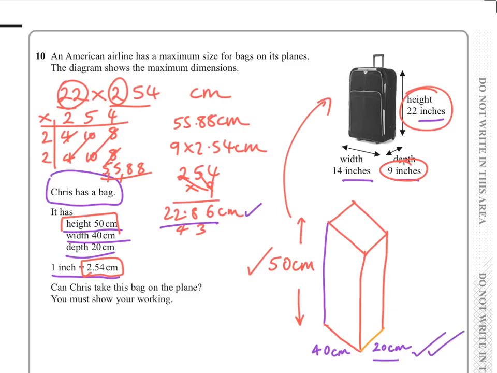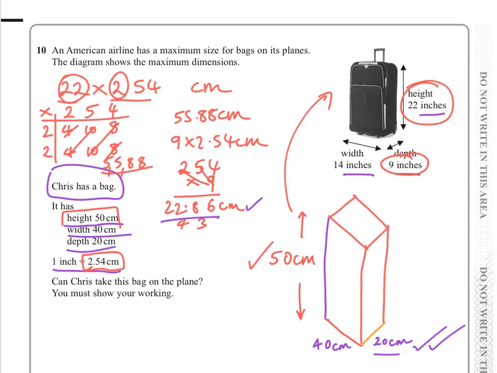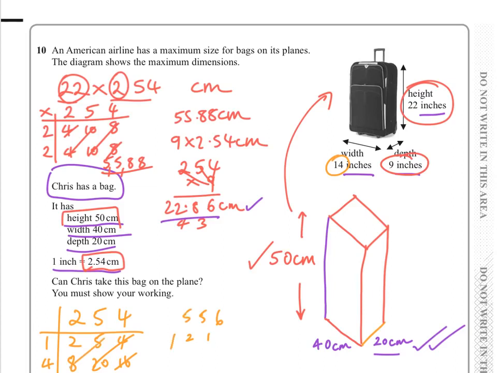And the final dimension is 14 inches here on the width. So 14 lots of 254. Do your multiplication however you wish. And I've got videos on this way if you want to see them. So I've got 35.56, which is allowable, but look, his is 40 in terms of the width.